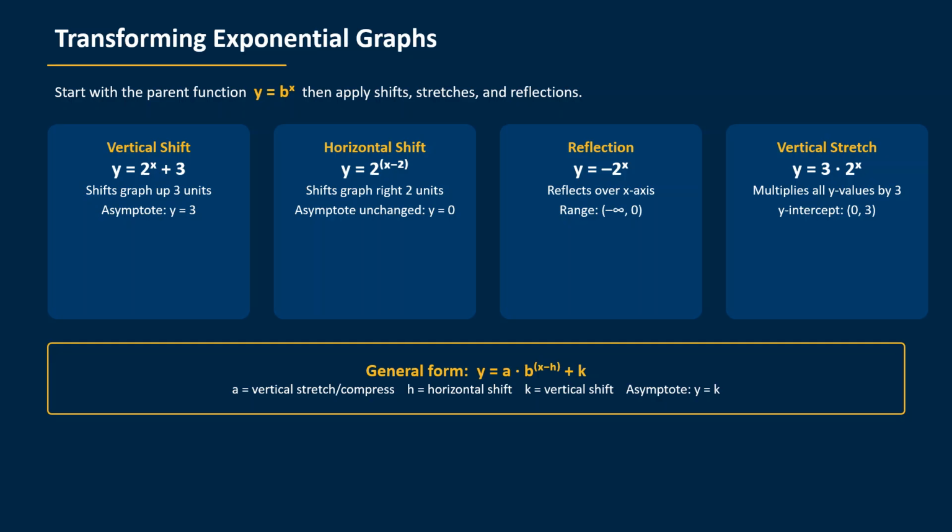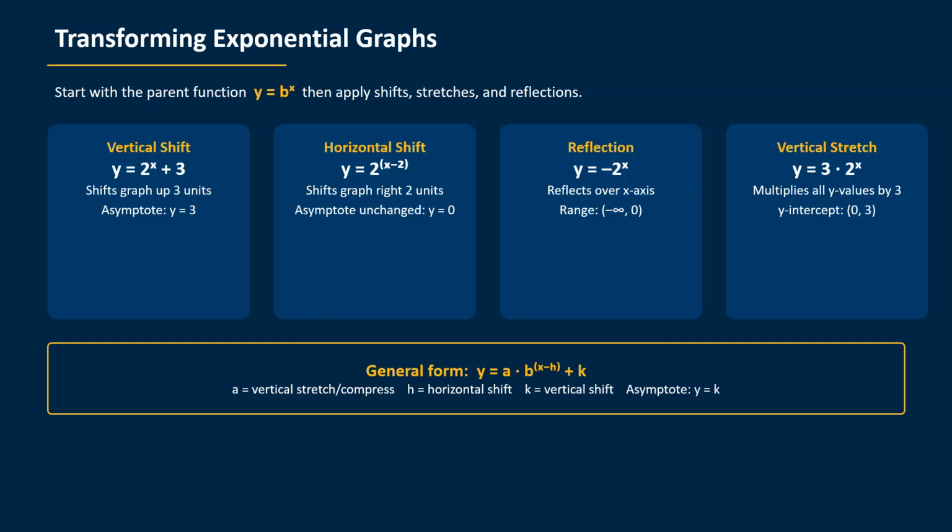Exponential functions can be shifted, reflected, and stretched, just like any other function family. Understanding these transformations allows you to graph a wide variety of exponential functions, starting from a single parent function. The parent function here is f of x equals 2 to the x. A vertical shift, such as f of x equals 2 to the x plus 3, moves the entire graph up by 3 units. This changes the horizontal asymptote from y equals 0 to y equals 3.